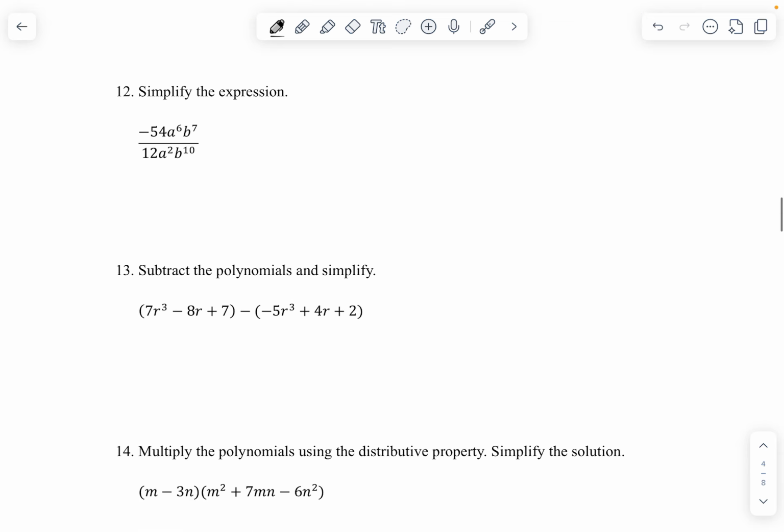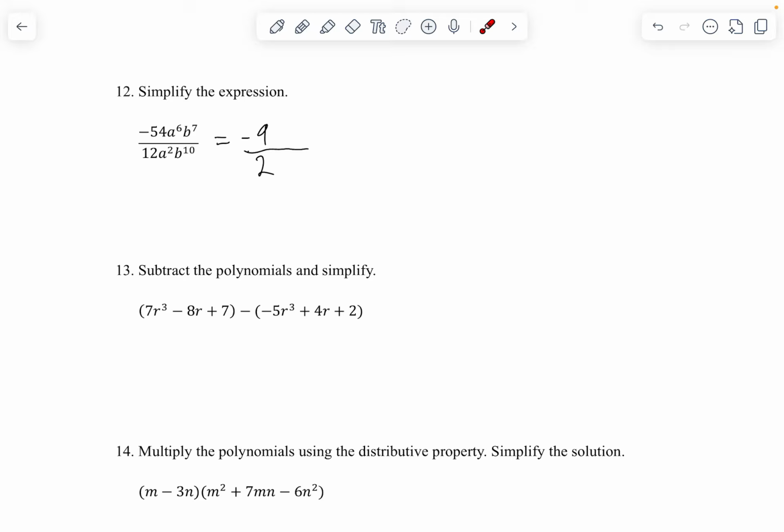Coming down here to 12, simplify the expression. All right, so first of all, the 54 and the 12 are both divisible by 3. So I can simplify that. Negative 54 divided by 3 is... I can go farther than that. They're actually both divisible by 6. So negative 54 divided by 6 is negative 9. 12 divided by 6 is 2. Okay, so that's how the numbers simplify.